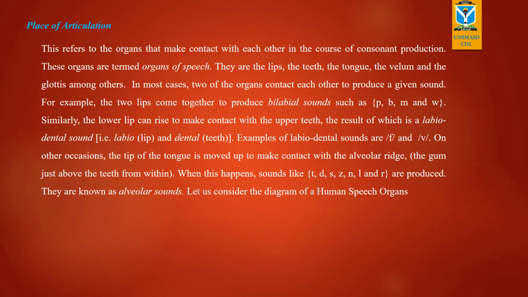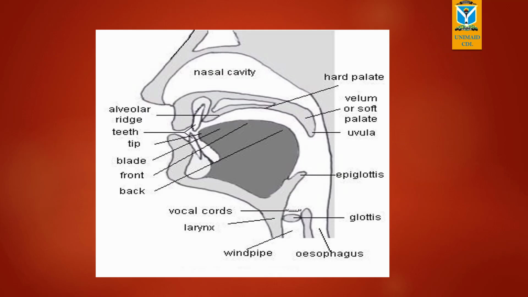When this happens, sounds like t, d, s, z, n, l, and r are produced. And these sounds are referred to as alveolar sounds. What makes them alveolar sounds is because of what? The tip of the tongue rising, making contact with the roof of the mouth. That is the alveolar ridge.